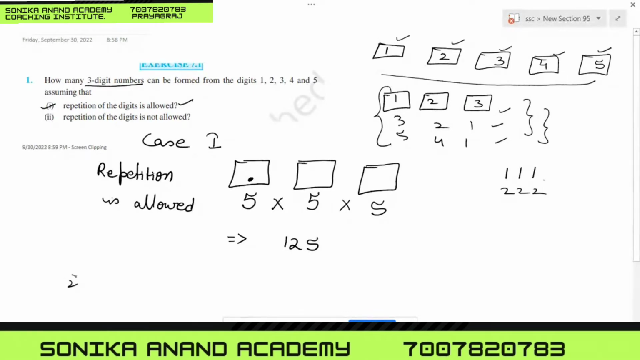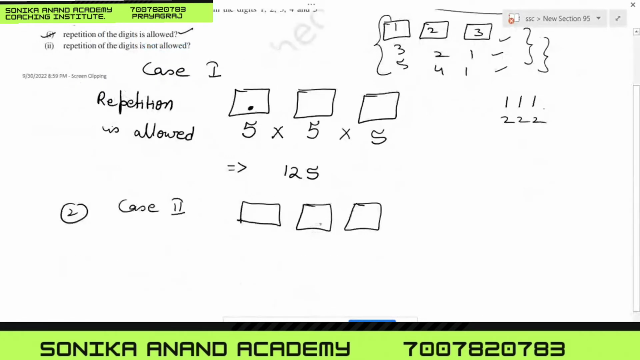Now second case, when repetition is not allowed. That means if I fill any of the numbers in block 1, it cannot be filled again. So next, I have here 5 choices, here I have 4 choices, and here I have 3 choices. So what's the answer? 60.